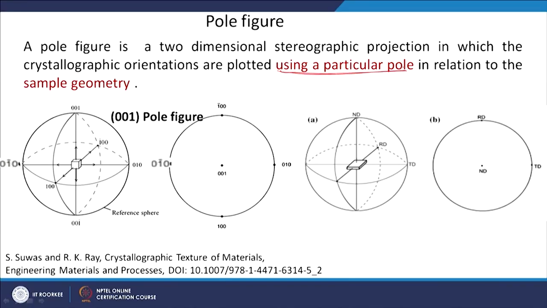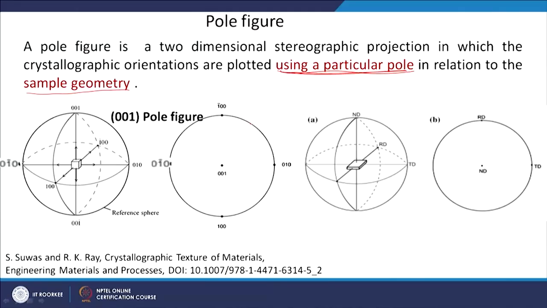Now when we talk about pole figure, we are interested only in a particular pole. That is why I have highlighted here that when I say pole figure, it is different from stereographic projection, though the construction and the concept is the same, in that we are only interested in a particular pole here. And we will use the sample geometry as the reference for plotting. For example, this is a 001 pole figure. When I say it is a 001 pole figure, I am only interested in the 001 poles. If you compare with the stereographic projection, you will see that there are no other poles plotted here, only the 001s. That is why I am calling this a 001 pole figure.